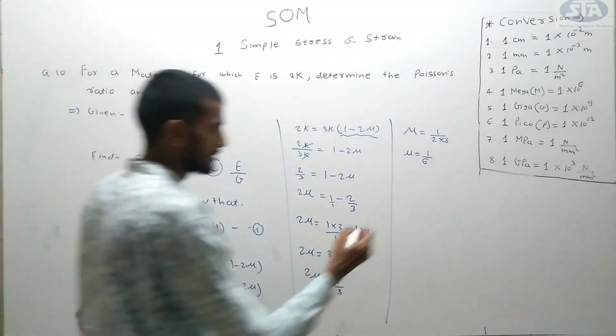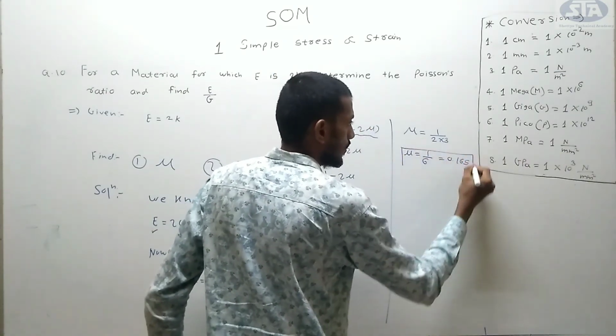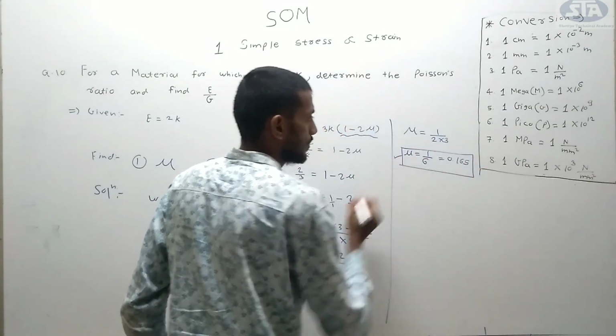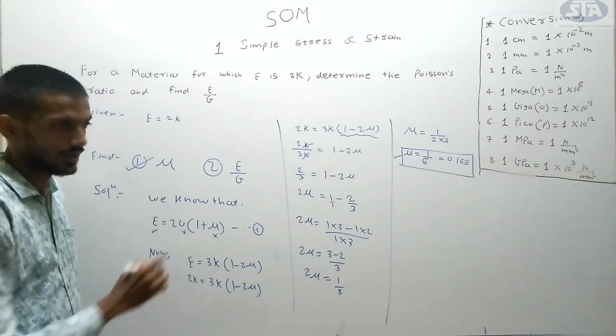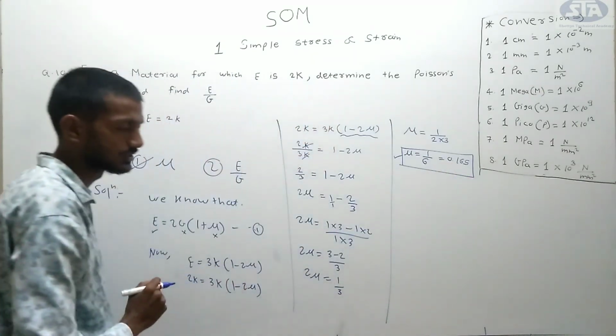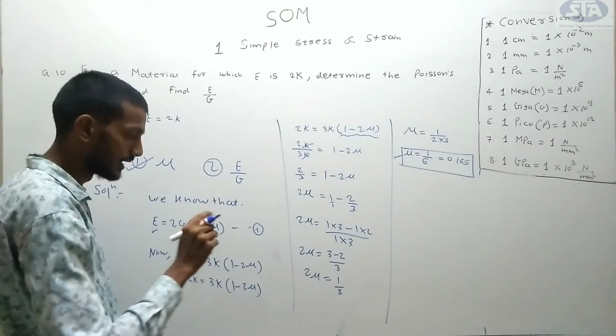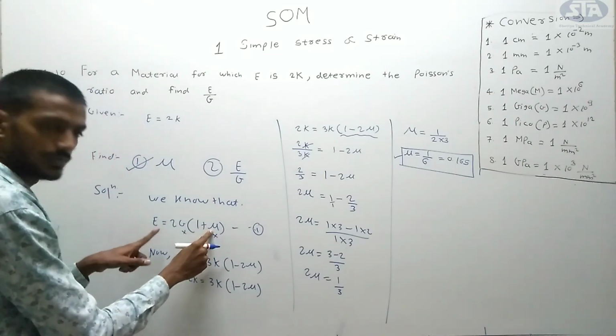That 1 by 6 is approximately 0.165. So we get the value of mu, and our first aim is completed. The value of mu is equal to 0.165.